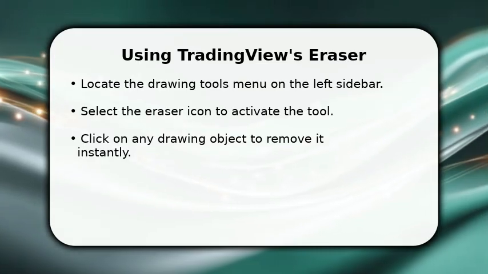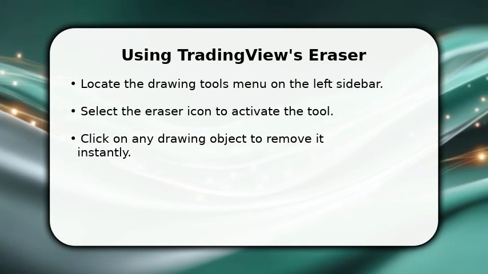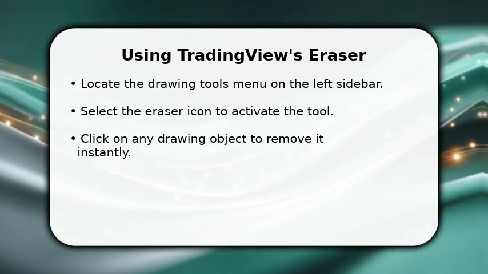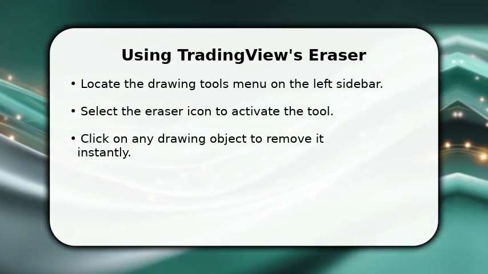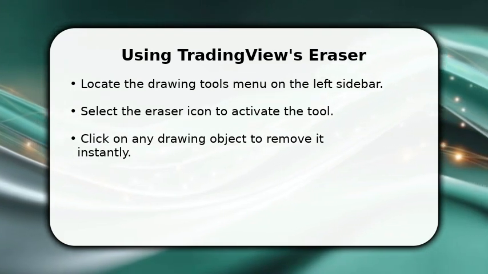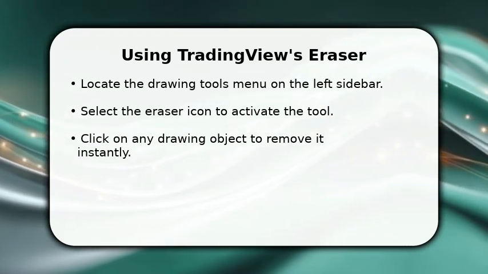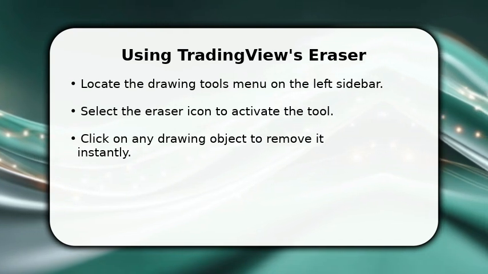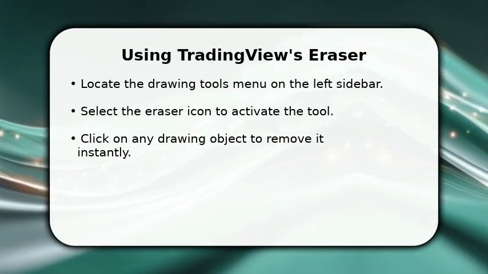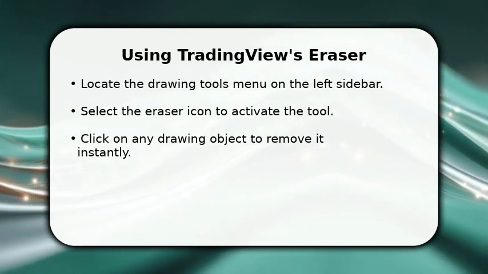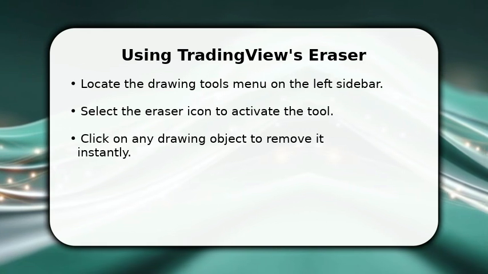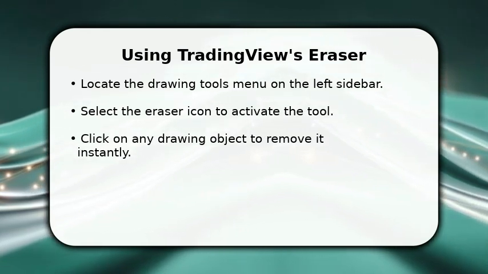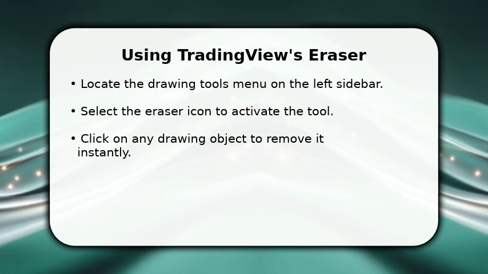In this video, I will explain how to use the eraser in TradingView. First, navigate to the Drawing Tools menu, typically found on the left side of your chart interface. Once there, simply click on the eraser icon to activate it. With the eraser selected, you can then click directly on any drawing object you wish to remove from your chart. It's a quick and efficient way to clean up your workspace.